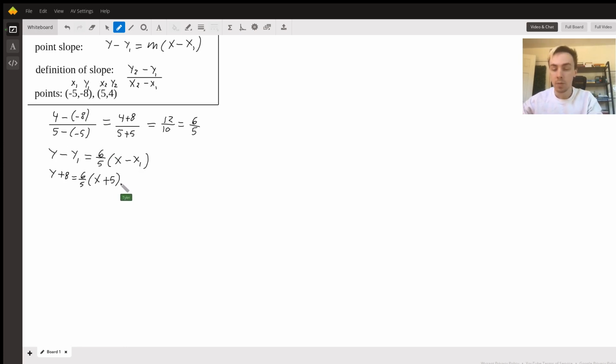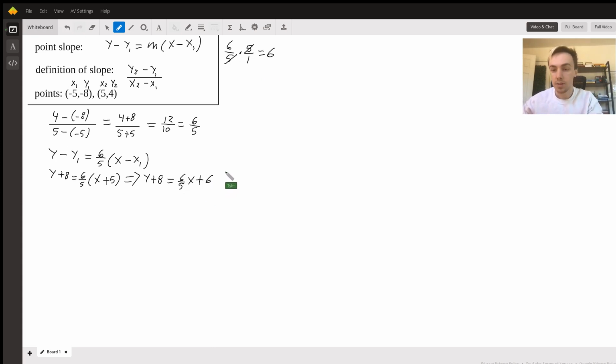And now to get it into the form we want to have it in, we want to distribute the 6/5 over each component. So this becomes y plus 8 equals 6/5 x plus 6/5 times 5. If you multiply this out, you'll see that 6 over 5 times 5 is the same as 6 over 5 times 5 over 1, which equals 30 divided by 5, which is 6. Another way we can do this is see that in the numerator and the denominator of these opposing fractions, we have a 5, so they'll cancel out to just give us 6. So this is 6/5 x plus 6.